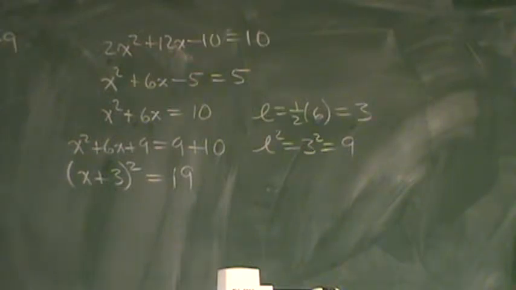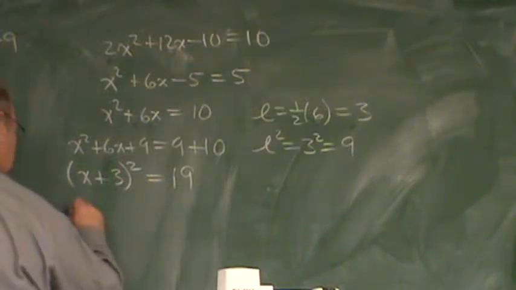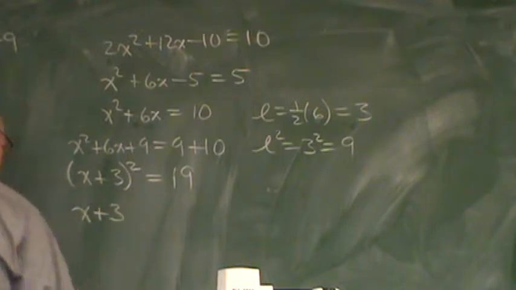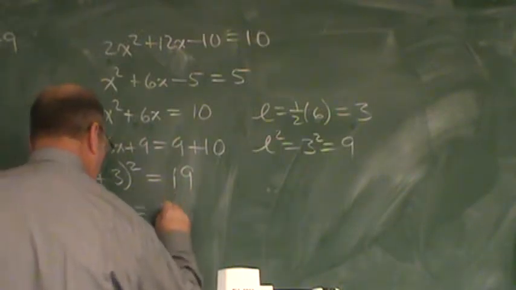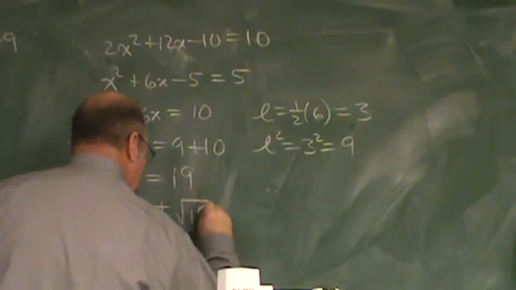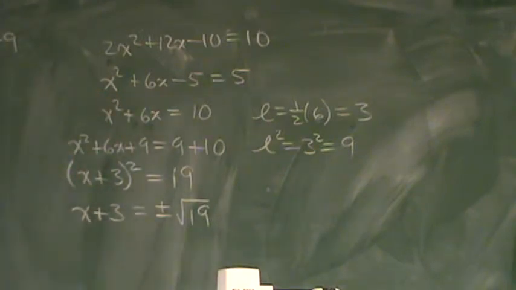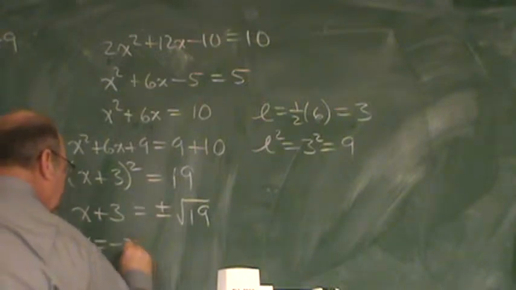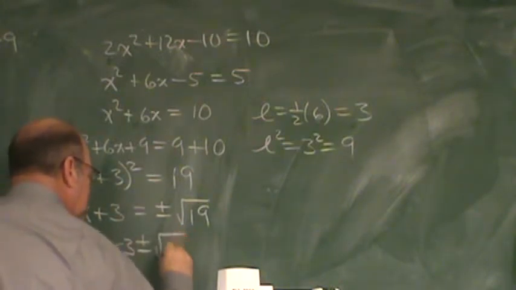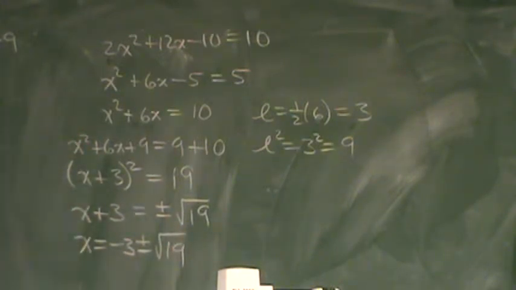Now, take the square root of both sides. Take the square root of x plus 3 squared, I get x plus 3 equals plus and minus the square root of 19. Isolate x, get x equals negative 3 plus and minus the square root of 19.